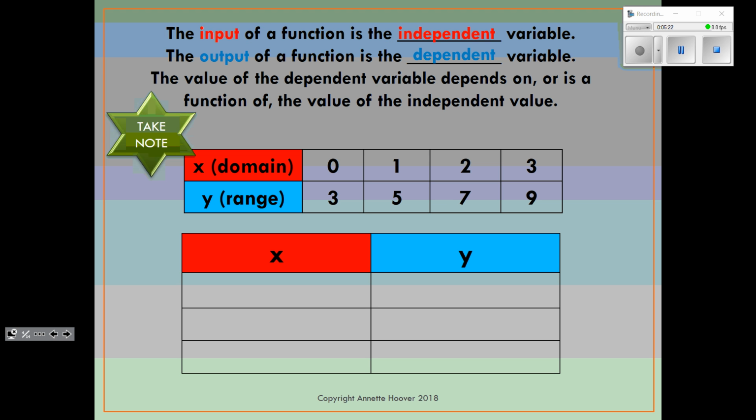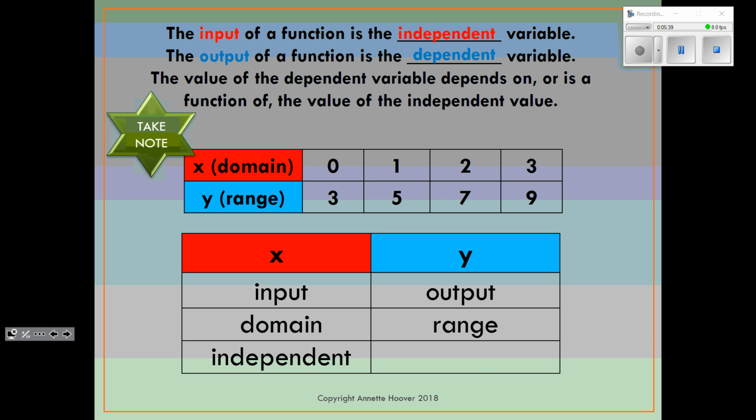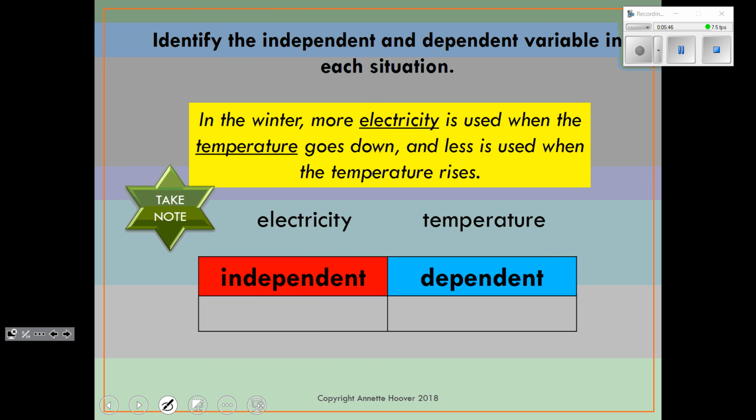So on your notes, down here, x can be referred to as the input, y is the output. The x can be referred to as a domain, the y is the range. And the new word for today is the x can also be called the independent variable, and the y is the dependent variable. And on our second pages of notes, we're going to be looking at that.